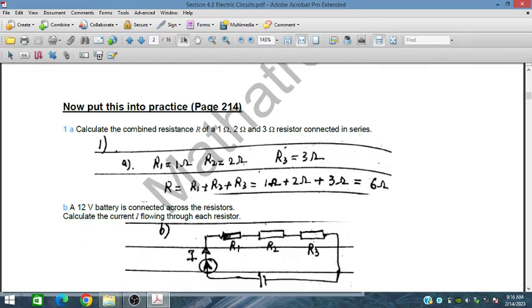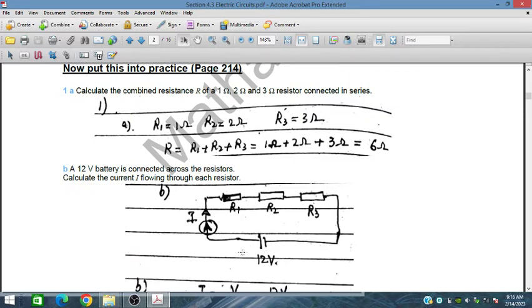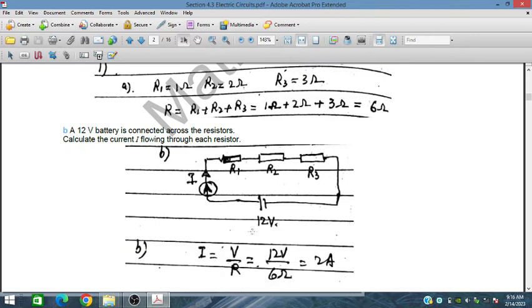A 12 volt battery is connected across the resistors R1, R2, R3. This 12 volt battery is connected across these resistors. Calculate the current flowing through each resistor.